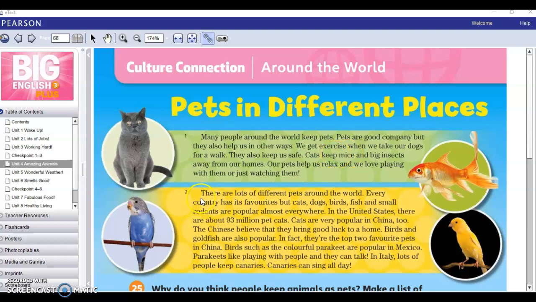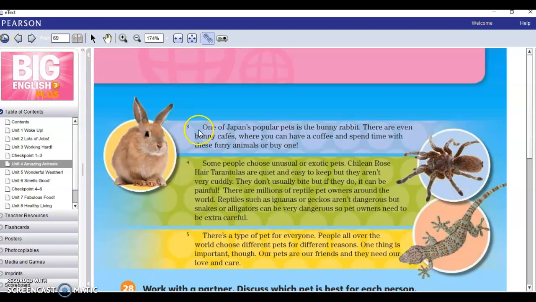In the second paragraph, "There are lots of different pets around the world." The topic sentence tells us about the types of pets that people keep. Let's now go to paragraph 3. The topic sentence is, "One of Japan's popular pets is the bunny rabbit." And it talks to us about the bunny rabbit and how people in Japan, how connected they are to it and how they love it and what they do. So this paragraph is about the bunny rabbit.